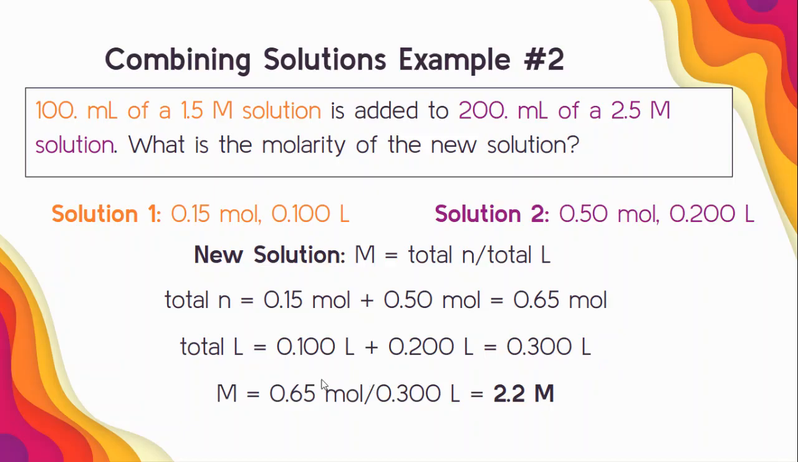We can then divide total moles, which we just found up here, by the total liters of solution, which we just found right here, and we would get an answer of 2.2 molar for our new solution. Sig fig wise, since we're dividing, we have 2 sig figs here, 3 sig figs here, so we should have 2 total sig figs in our answer, which is why it's 2.2.